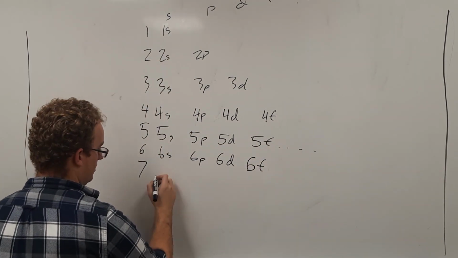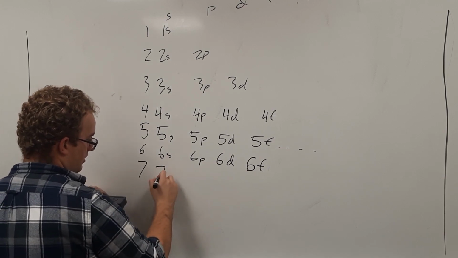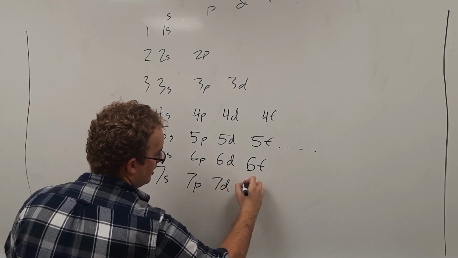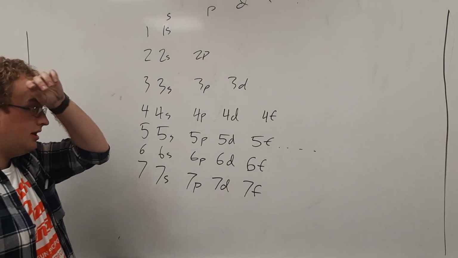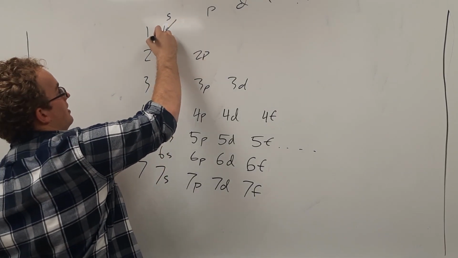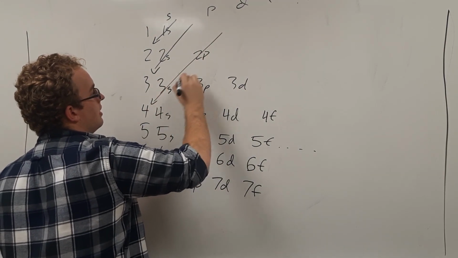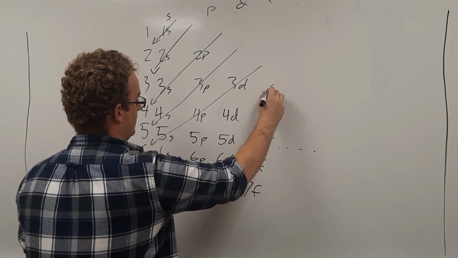Don't need a dot there. This is 7s, 7p, 7d, and 7f. And essentially what we would do is we draw diagonal arrows going down like this, and we fill orbitals in the direction of these arrows.